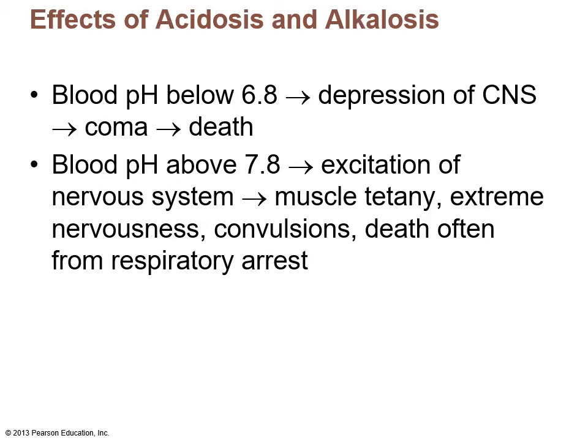So the effects of acidosis and alkalosis can be profound. A blood pH below 6.8 can cause depression of the central nervous system and result in coma and death. So acidosis is nothing to be played around with. Blood pH above 7.8 can cause excitation of the nervous system, muscle tetany, extreme nervousness, convulsions, and death from respiratory arrest. So either way, acidosis or alkalosis can be fatal.